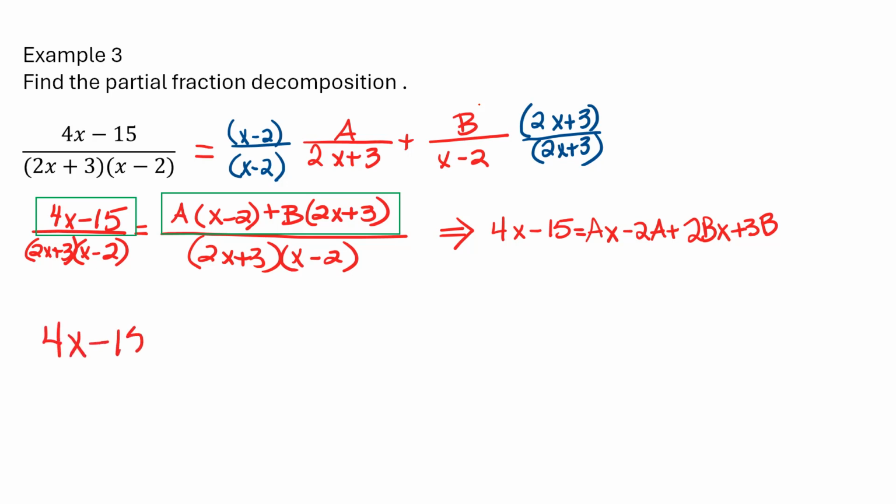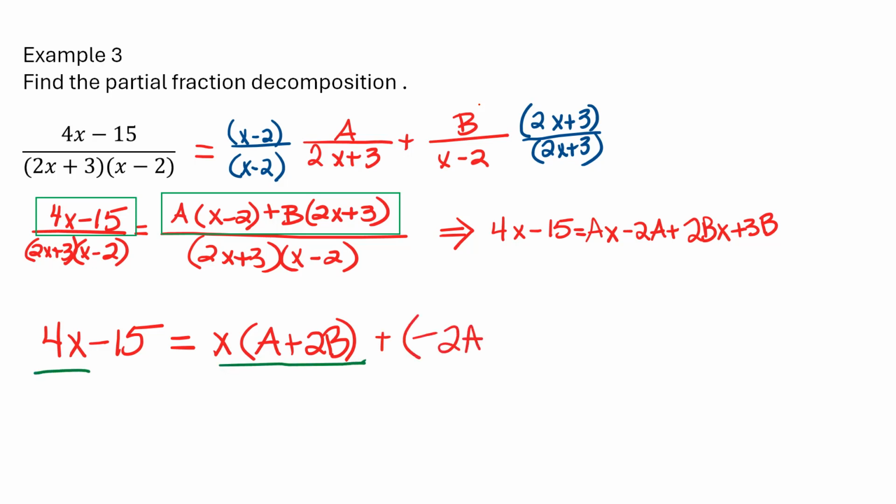All right, so 4x minus 15, on the right side, I've got 2 x terms and I've got 2 constant terms. So I'm going to go ahead and put those together and factor out the x on the x terms. So I'll have x times a plus 2b. So I had an ax and a 2bx on the right. So I factored out the x and I have a plus 2b there. And then I have 2 constant terms, minus 2a plus 3b. So those go together. And then I have minus 2a plus 3b, the constant part of the right side, and that goes with the negative 15.